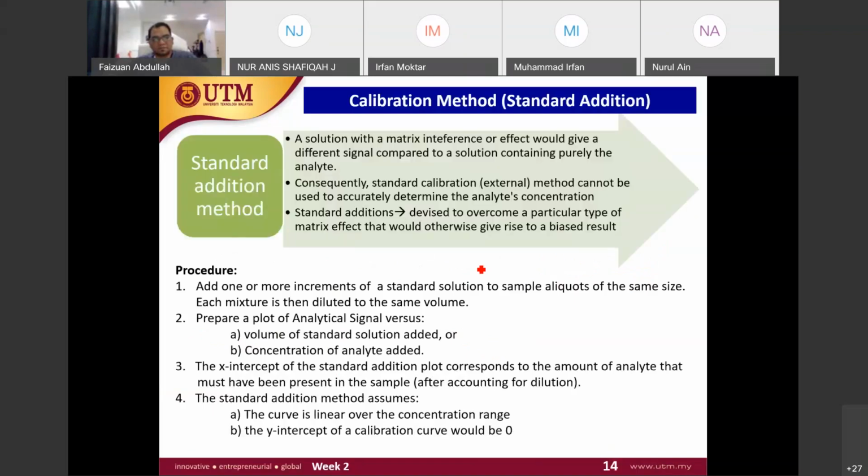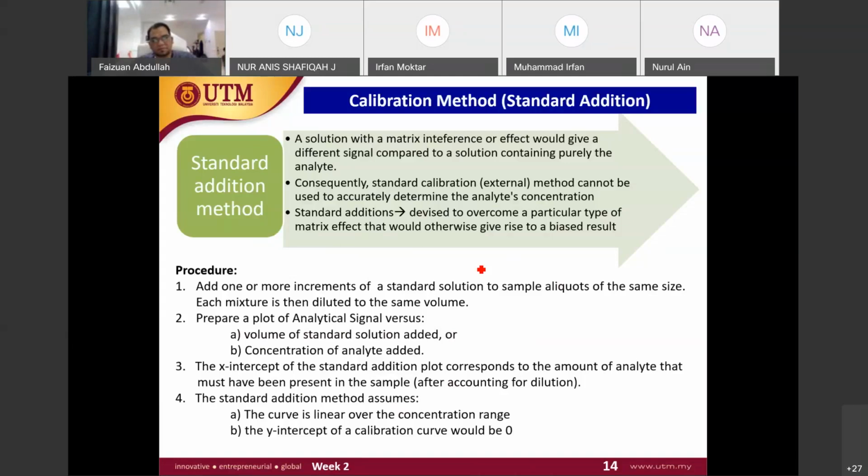A solution with a matrix interference or effect will give a different signal compared to a solution containing purely the analyte. Okay, remember, our sample has a matrix interference or effect that gives a different signal compared to a solution containing purely the analyte. Now, to analyze the analyte that we want in the sample, we have an interference from the matrix. So how to do it?